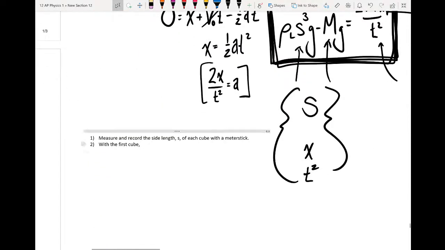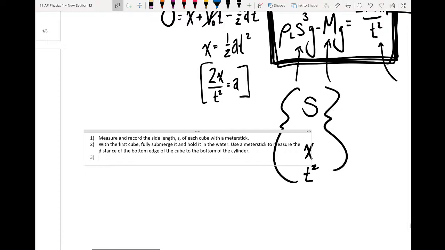Okay, so I'll say something about with the first cube, fully submerge it and hold it in the water. Use a meter stick to measure the distance of the bottom edge of the cube to the bottom of the cylinder.